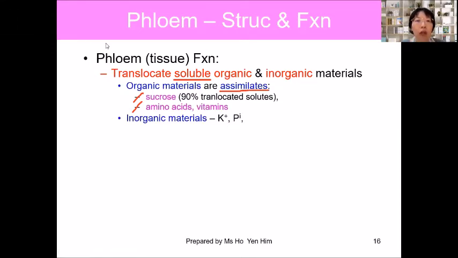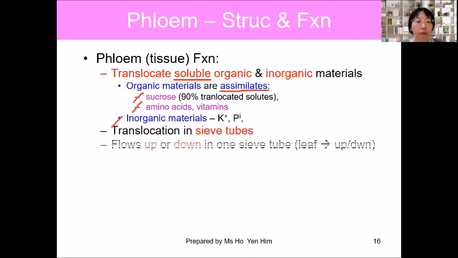There are also inorganic molecules transported, because the mineral ions in the soil dissolve in water and are transported into the xylem vessel. From the xylem vessel, they can cross the wall and go into the sieve tube, because the cellulose wall is freely permeable. So the sieve tube will also contain mineral ions. Translocation occurs in the sieve tubes.